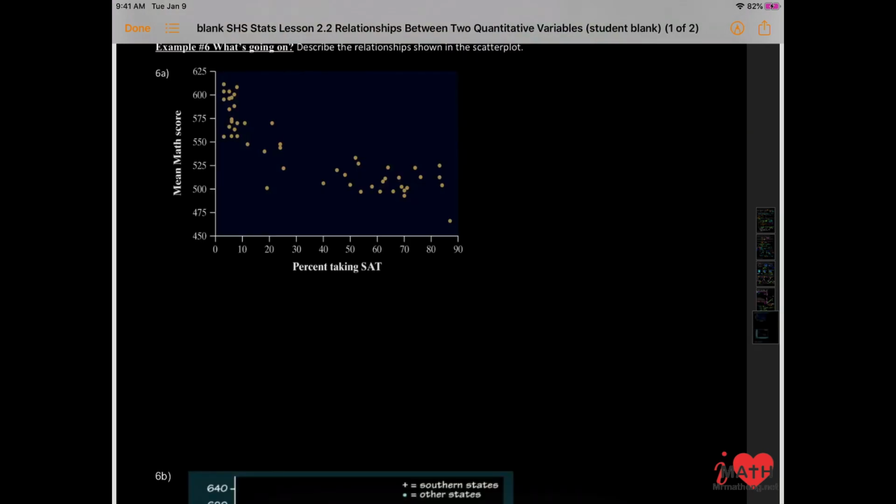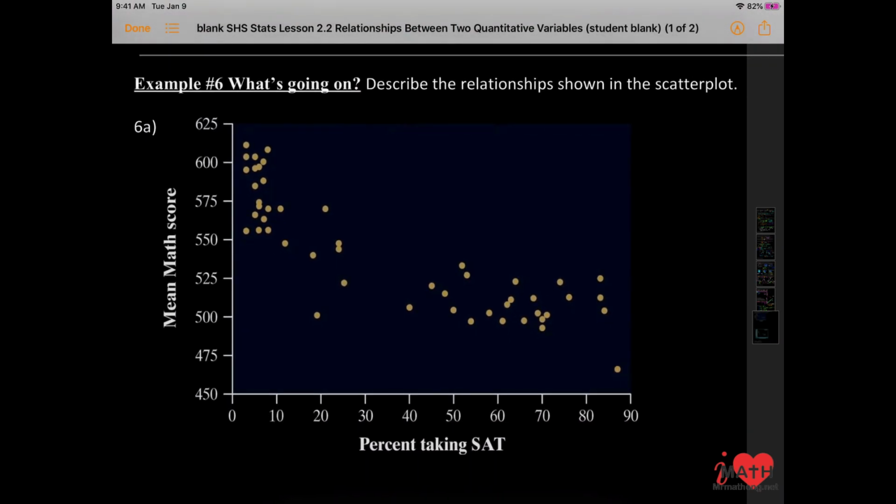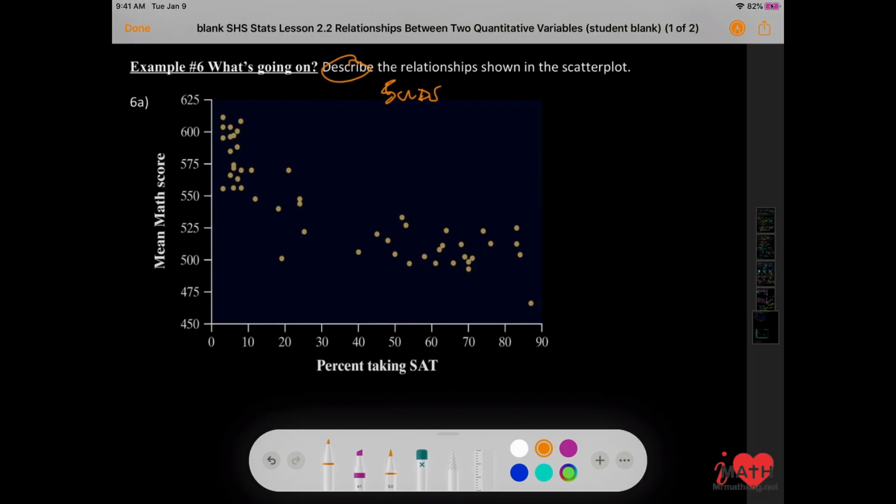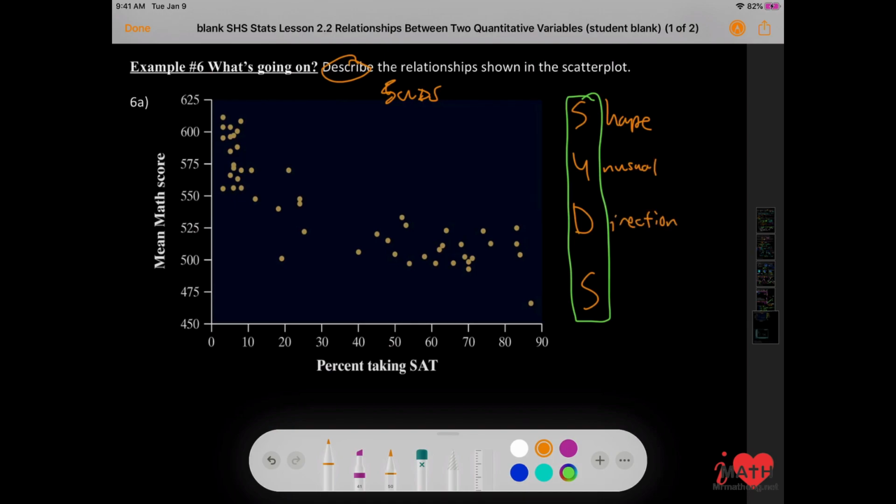All right, page 5, almost done here. Let's go ahead, it says, what's going on? Describe the relationship shown in the scatter plot. So remember, when you see the word describe, you should be thinking of SUDs. So let's do this one together, and then you can do the last one by yourself. So what does SUD stand for? Remember, that is our shape, unusual, direction, and our strength.